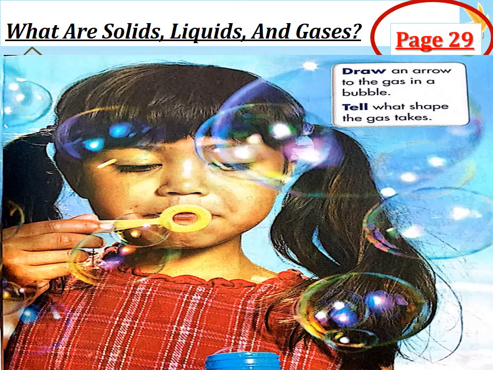Now, let us proceed on page 29. Take a look at the girl. What is she doing? Very good. She's trying to make bubbles. Okay. Now, your task is to draw an arrow to the gas in a bubble. Let's have this one. This bubble here. Then tell what shape the gas takes. You have to explain it down here. Alright? Start doing your answer.